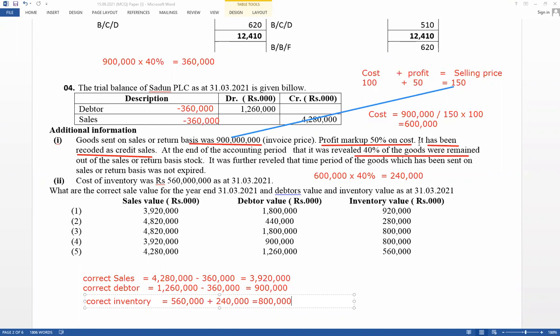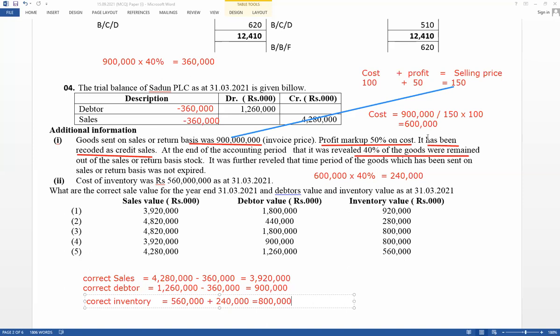Thing very, very important, it has been recorded as a credit sale. Normally at the time of sending, it should not be considered as a sale. Think here, at the time of sending, it has already been recorded as a credit sale. Debtors account debited, sales account credited already, but at the end of the accounting period, 40% was not sales. Then very well, it has been recorded as a credit sale.